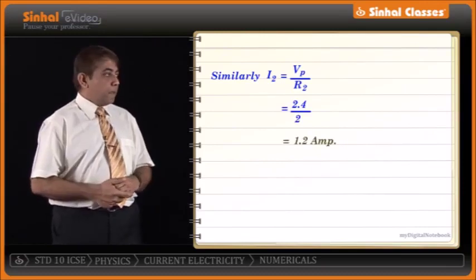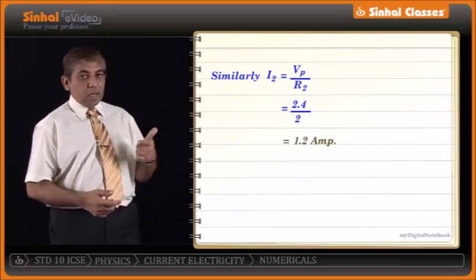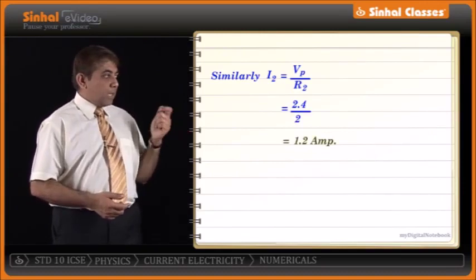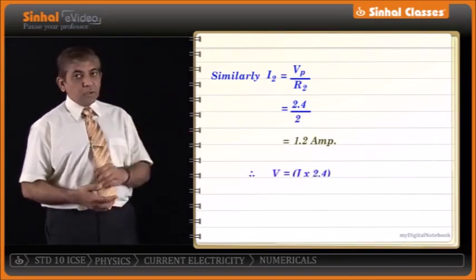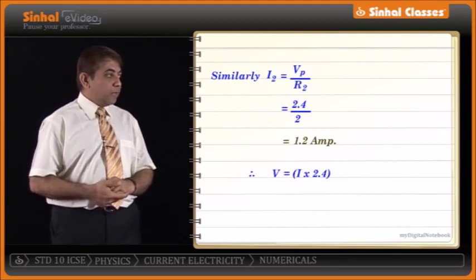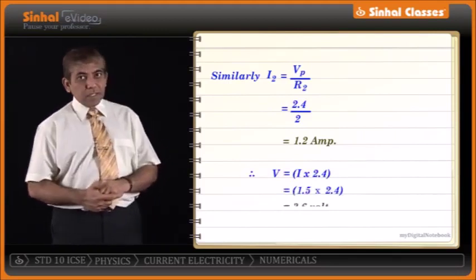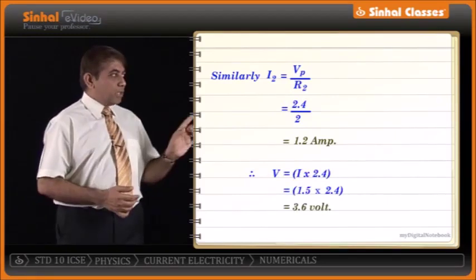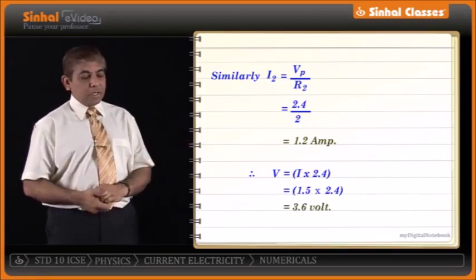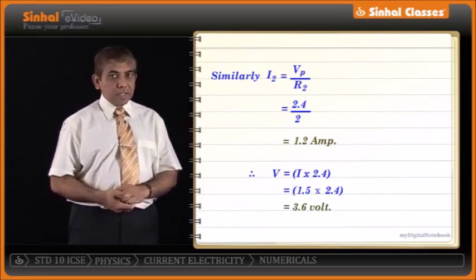ampere. Now we have V is equal to I into R. So substituting that, I get V is equal to I multiplied by 2.4, which works out to be 1.5 into 2.4, which is nothing but 3.6 volt. We have the potential difference across 2.4 resistor as 3.6 volt.